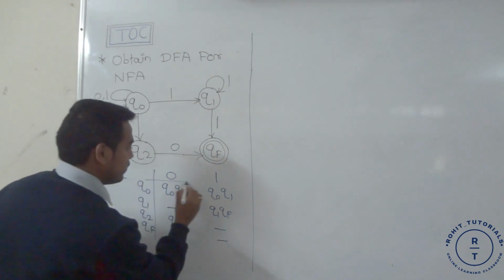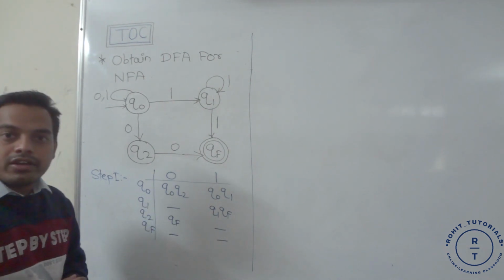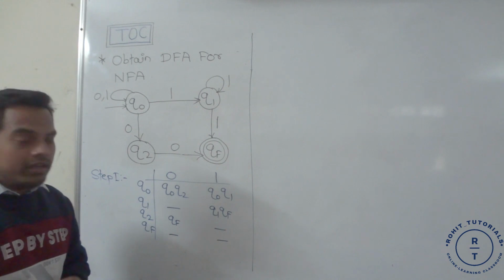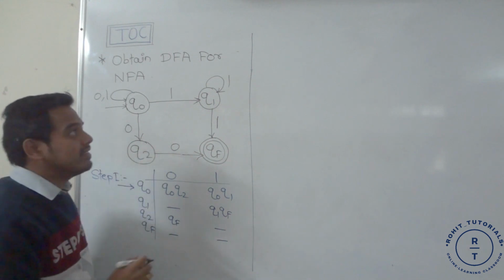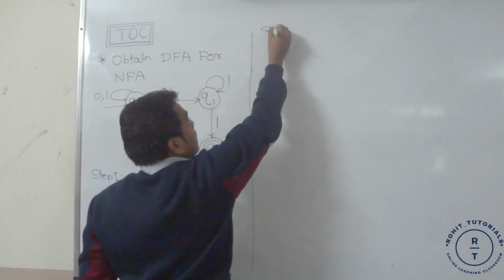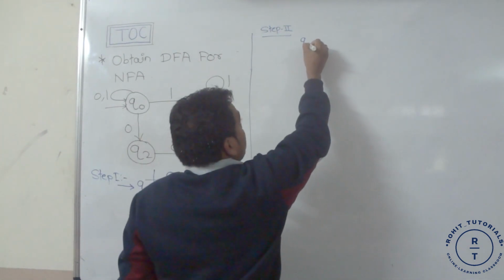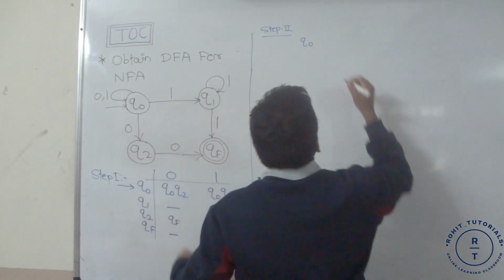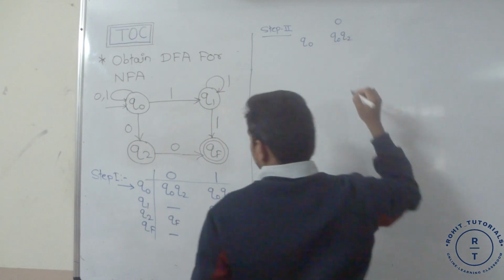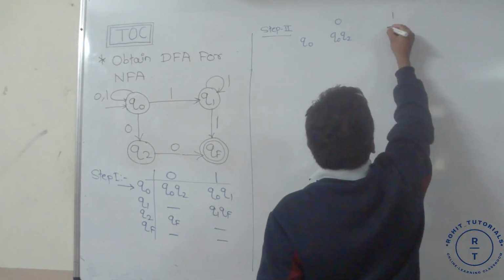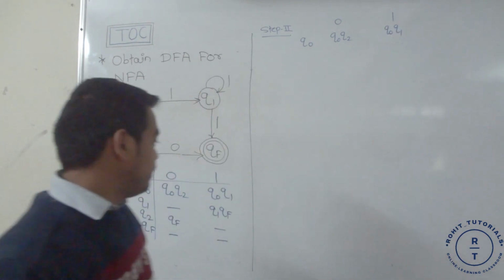So this is the non-deterministic finite automata. Now we have to convert this non-deterministic finite automata to deterministic finite automata. So second step, write down the initial transition as it is. Q0 state, 0 input occurs, it goes to Q0, Q2. 1 input occurs, it goes to Q0, Q1.